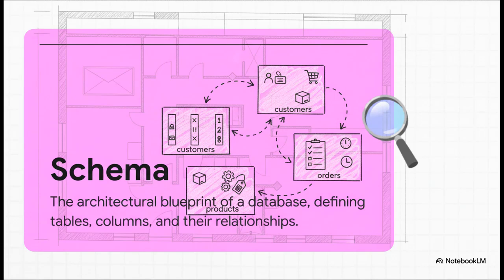It spells everything out. The tables, those are like the rooms in our building. We need a room for customers, a room for products, a room for all the orders. The columns tell us what's supposed to go in each room. So the customer room has spots for a name, an address, an email. And the relationships? Well, those are the hallways and the doors connecting everything, making sure you can find your way from the customer room over to the order room.